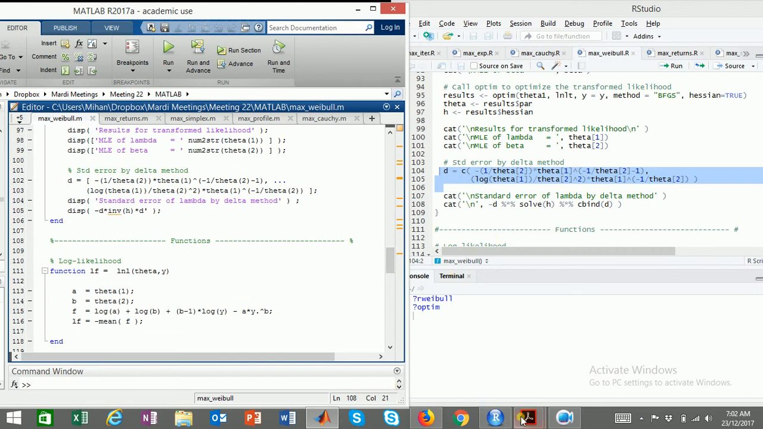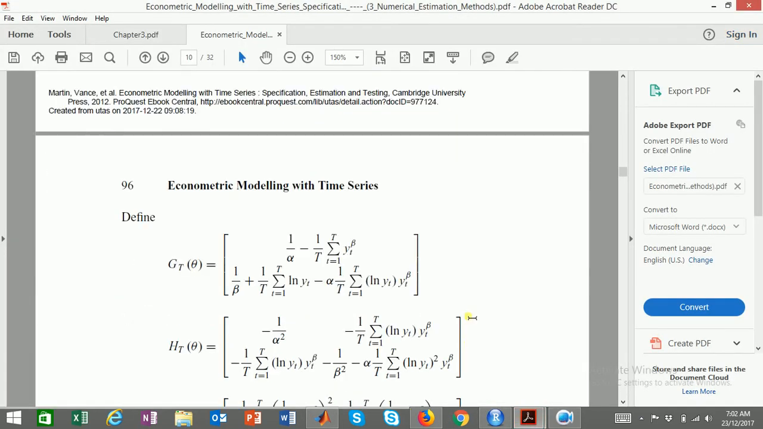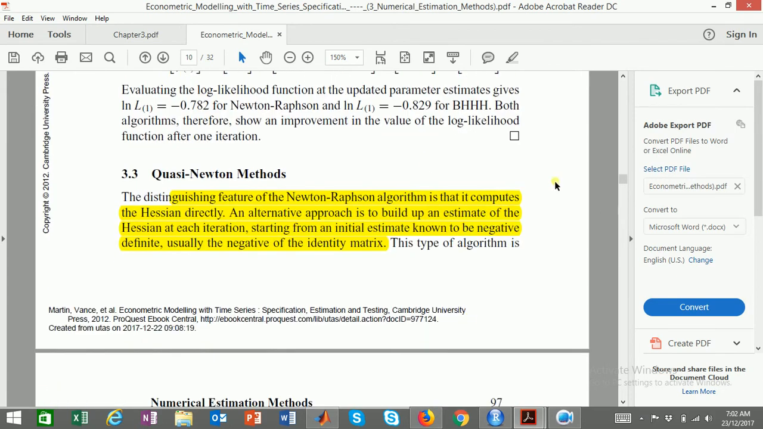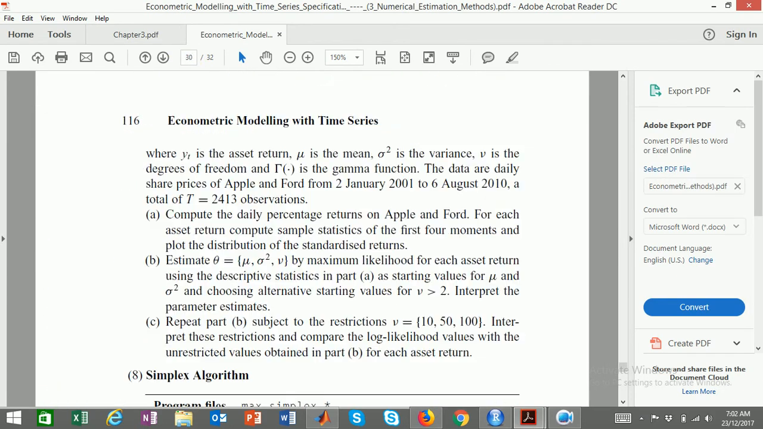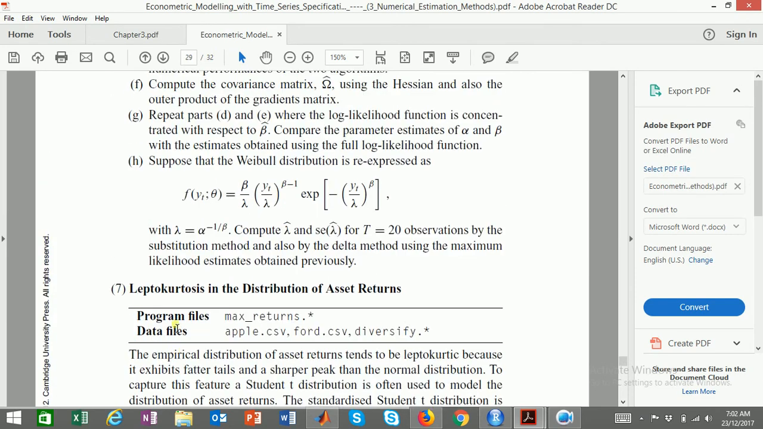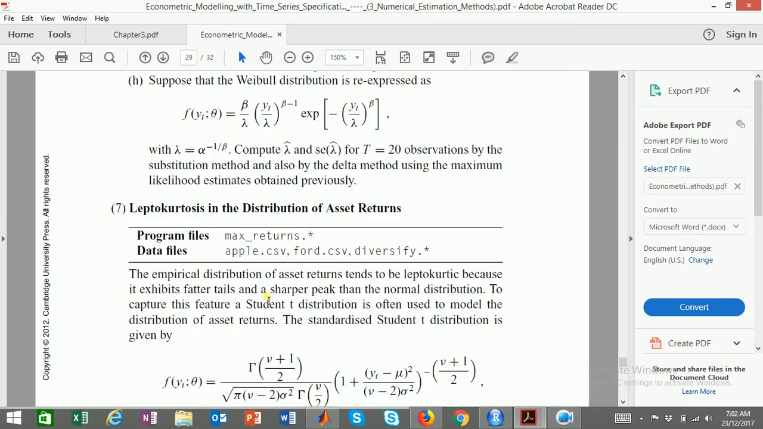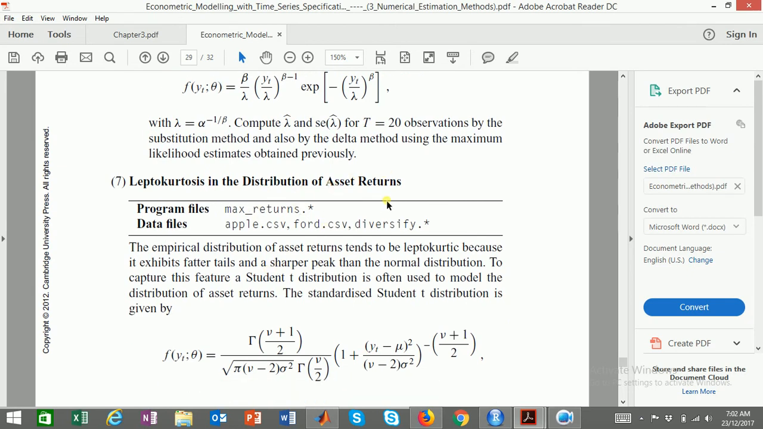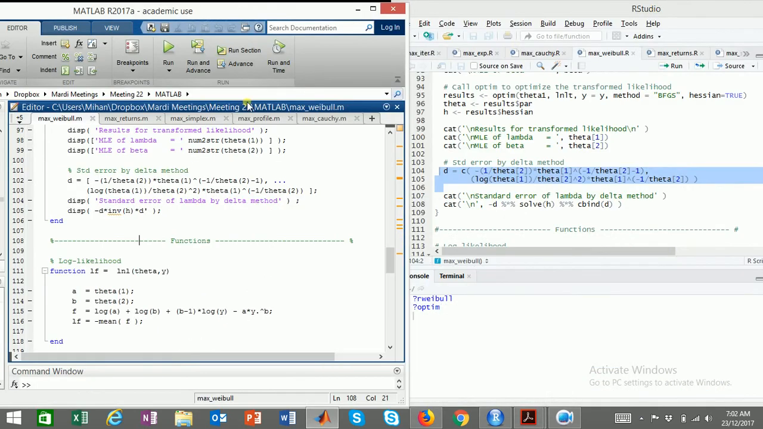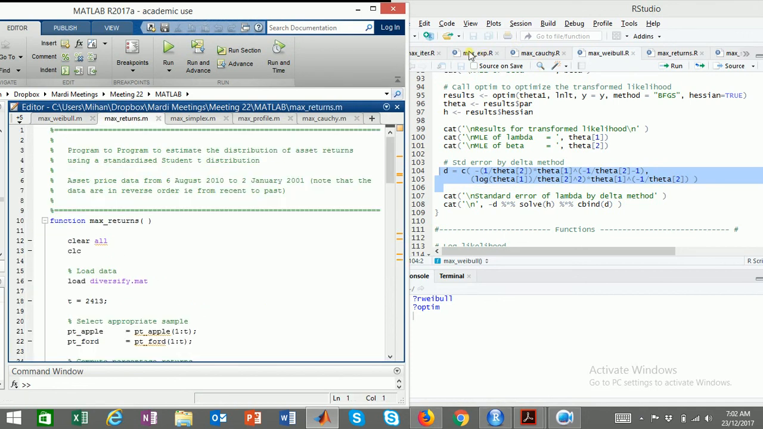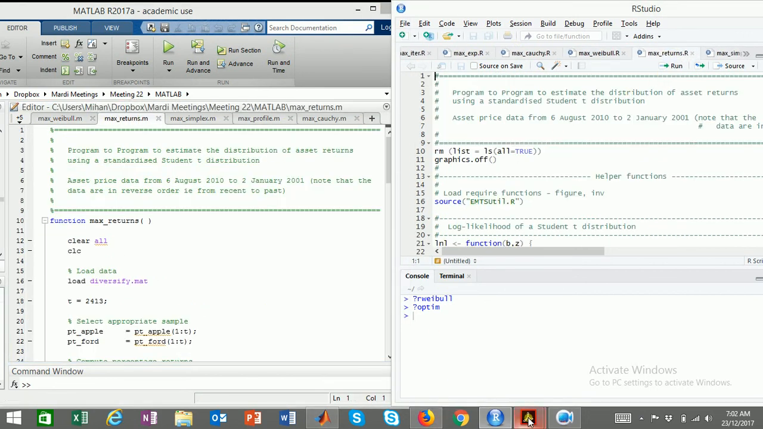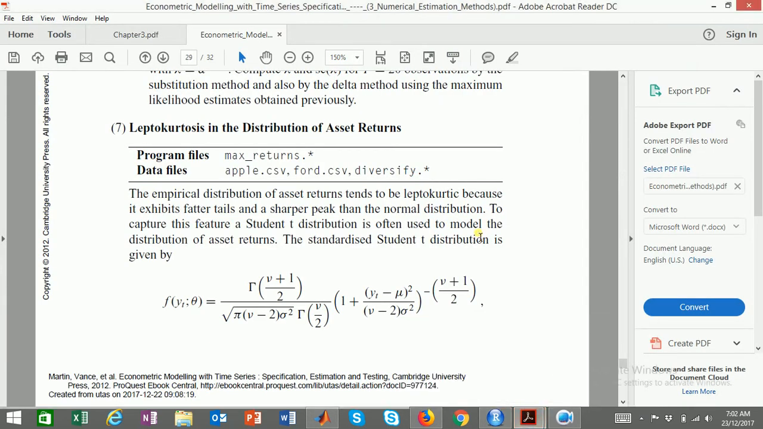Okay, so what else is there after this? Very tiring. Okay, finally, leptokurtosis in the distribution of asset returns. Okay, this would be interesting. Max returns. Okay, what's there? The empirical distribution of asset returns tends to be leptokurtic because it exhibits fatter tails and a sharper peak than the normal distribution.